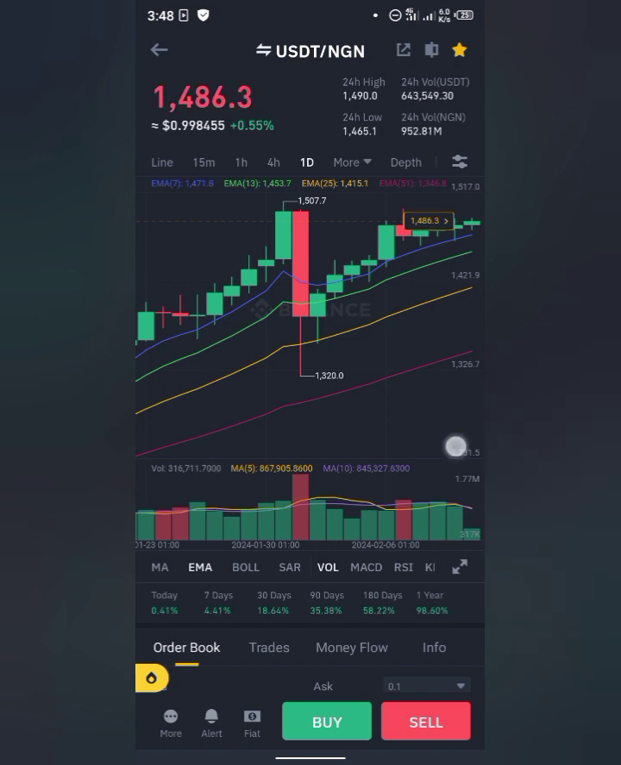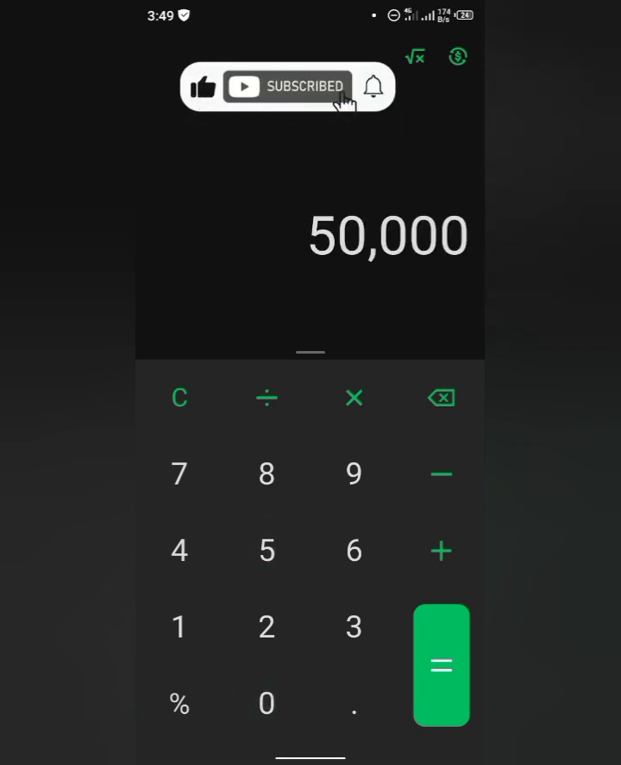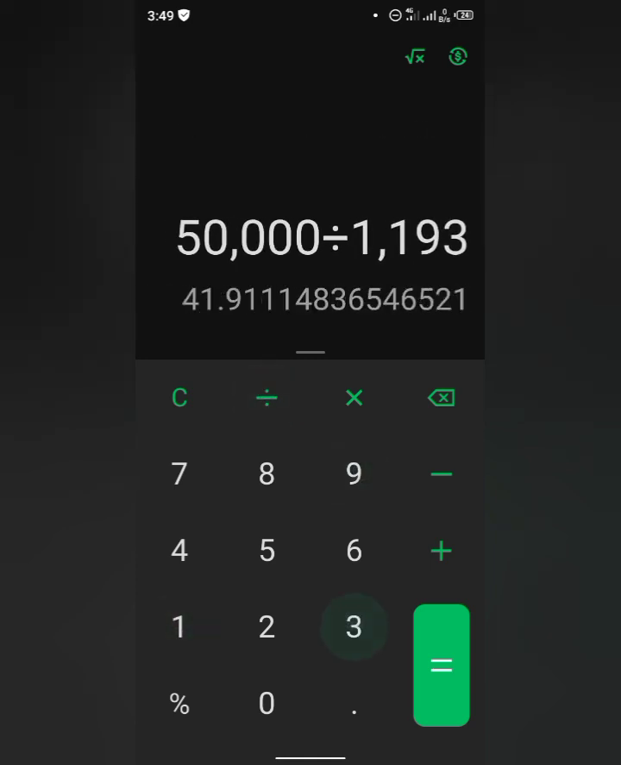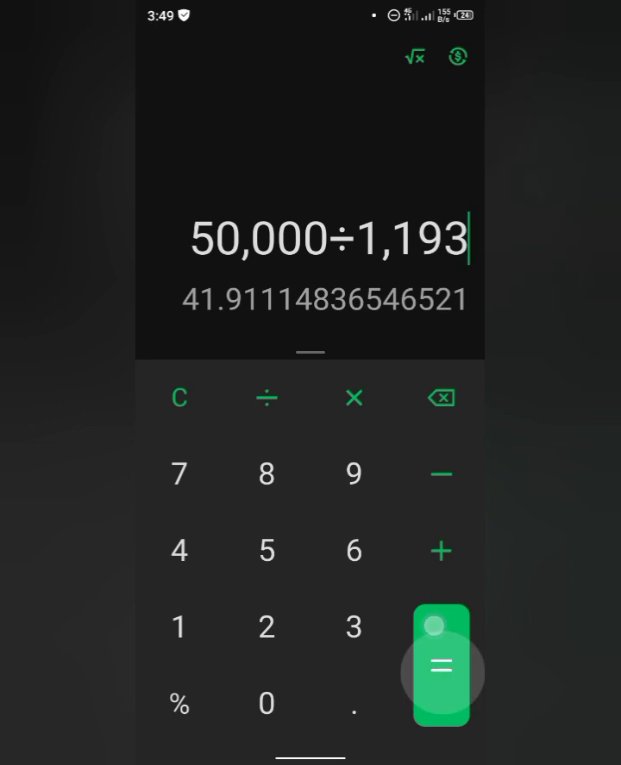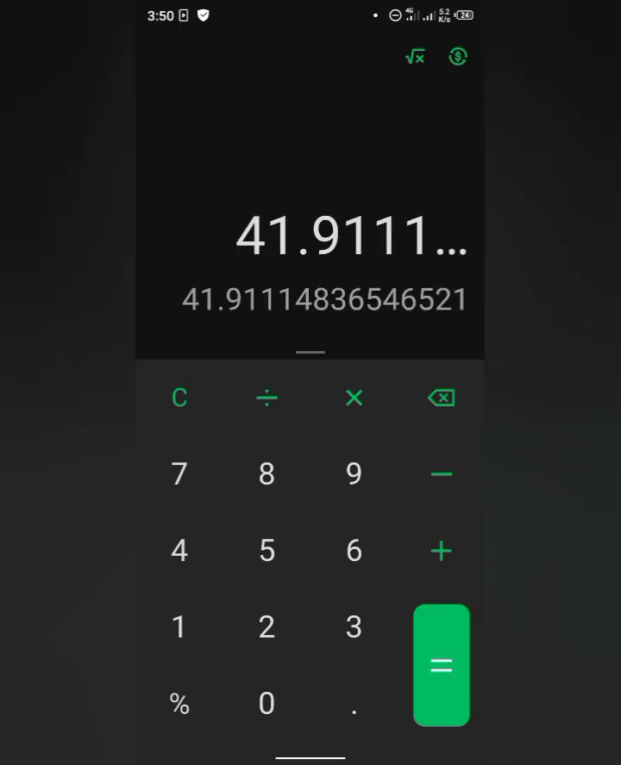Let's check that out. Let's say at that period you had about 50,000 naira, and you deposited it in your Binance and bought USDT at 1193 naira. At that period, if you had bought, you would be getting about 41.9 USDT. That's what you will get. So let's say you waited for some days and it rose. You can see that at that chart it was rising and you sold it at 1500 naira.